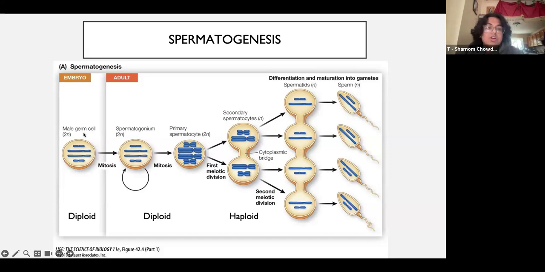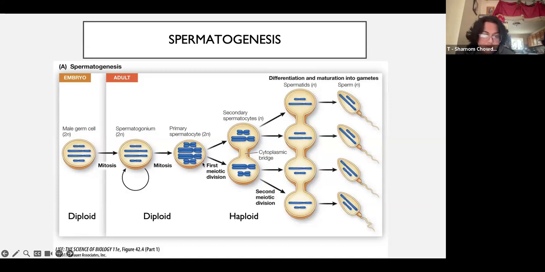So for example, you have a male germ cell, 2N, in mitosis. So obviously now we're at diploid. This is in the embryo. Then in an adult, the male germ cell becomes a spermatogonium. Then the spermatogonium becomes a primary spermatocyte, and this is still 2N. Then in the first meiotic division, it becomes a secondary spermatocyte, and now it's starting to become haploid. Then in the second meiotic division, the secondary spermatocyte becomes a spermatid, and then lastly, that spermatid eventually matures into sperm. So now it's officially a gamete.